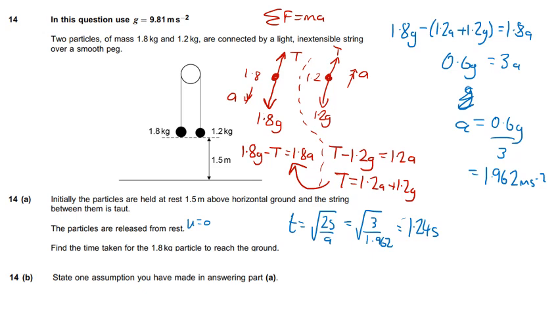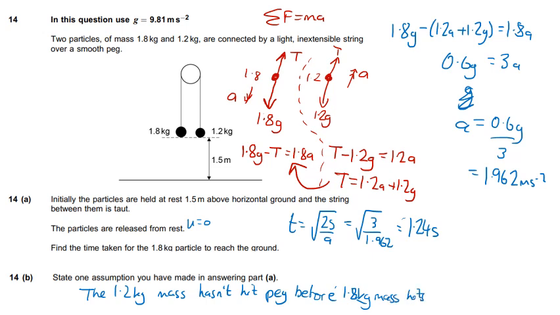State one assumption you have made in answering part A. You can talk about things like air resistance, and so on. But probably a useful one that really will affect it is you've assumed that the 1.2 kilogram mass hasn't hit the peg before the 1.8 kilogram mass hits the floor, hits the ground.